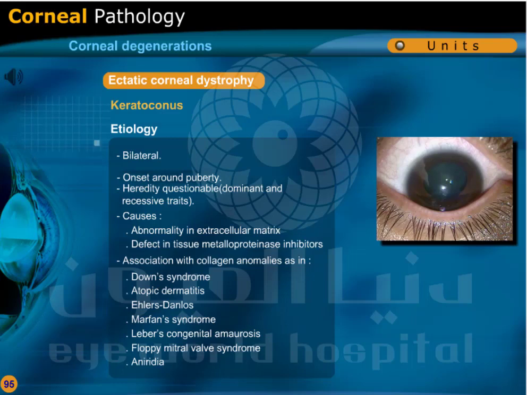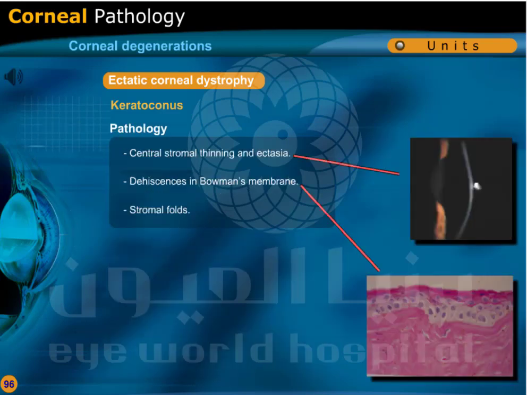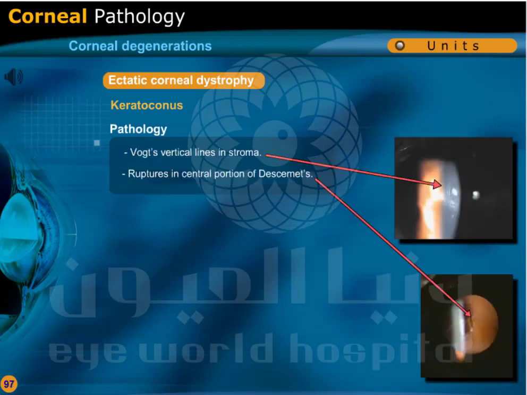There is association with collagen anomalies as in Down syndrome, atopic dermatitis, Ehlers-Danlos syndrome, Marfan's syndrome, Leber's congenital amaurosis, floppy mitral valve syndrome, and aniridia. The following occurs in keratoconus: central stromal thinning and ectasia, dehiscences in Bowman's membrane, and stromal folds. There is also Vogt's vertical lines in stroma and ruptures in central portion of Descemet's membrane.